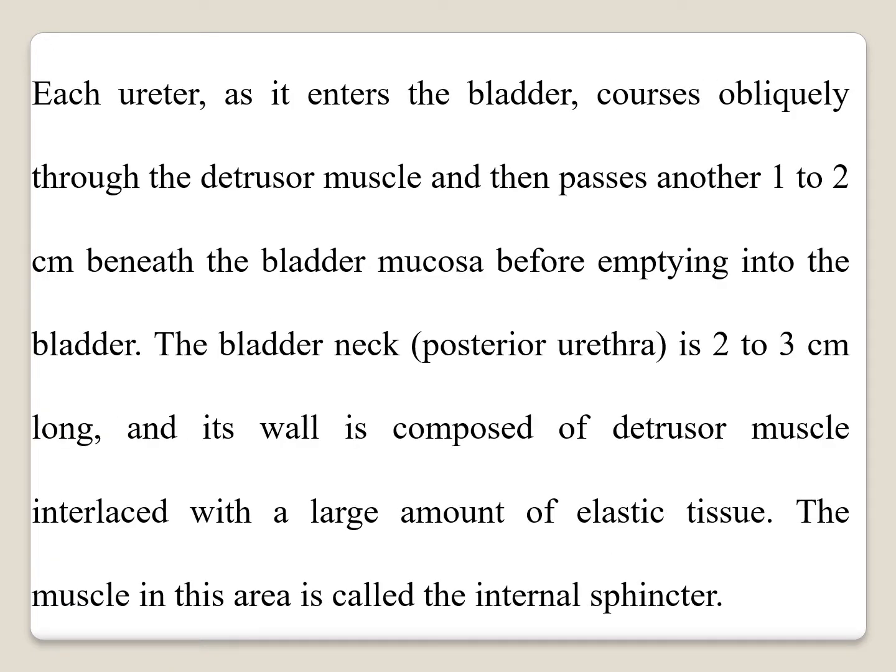The ureters enter the bladder, coursing obliquely through the detrusor muscle, and then they pass another 1 to 2 centimeters beneath the bladder mucosa before they empty into the bladder. The bladder neck, which is called posterior urethra, is about 2 to 3 centimeters long, and its wall is composed of the detrusor muscle interlaced with a large amount of elastic tissue. The muscle in this area is called the internal sphincter.